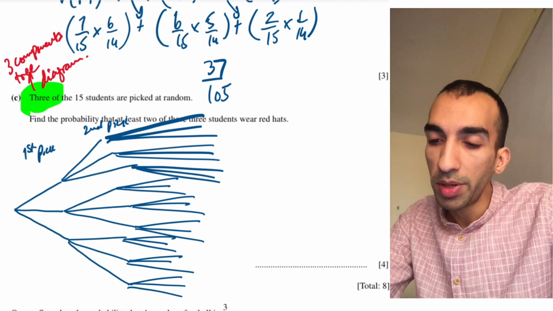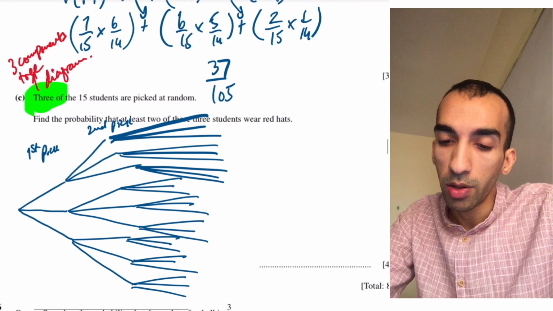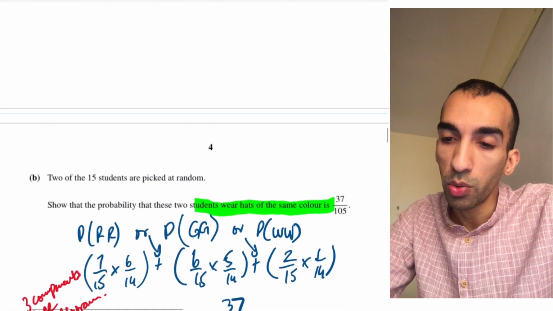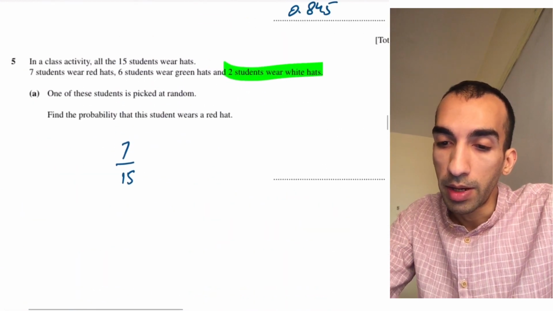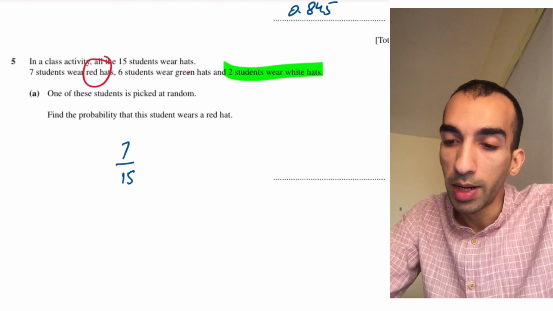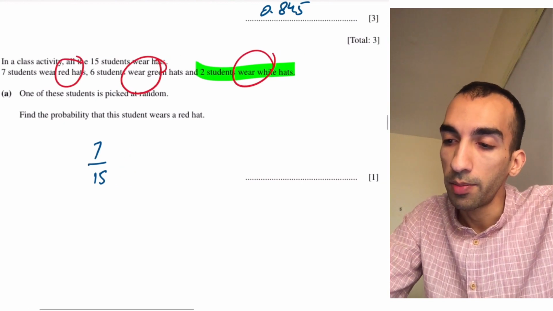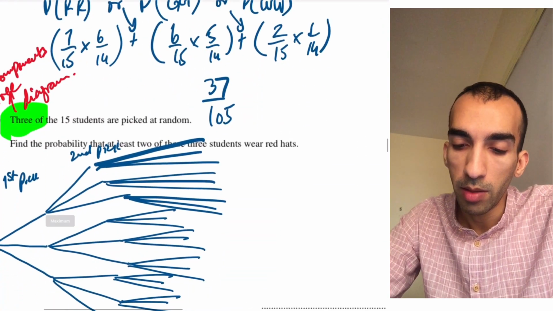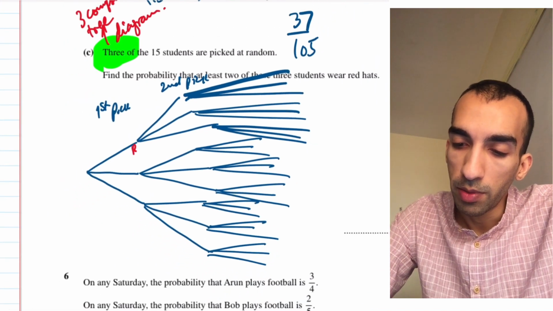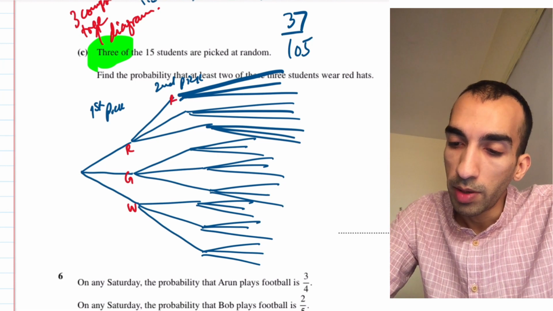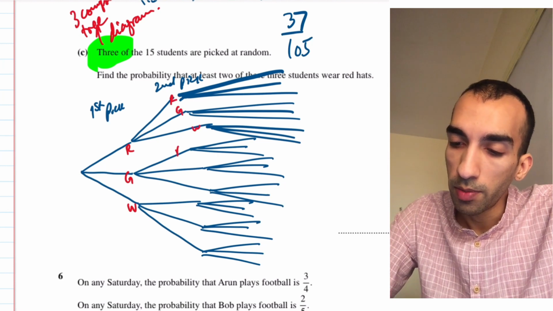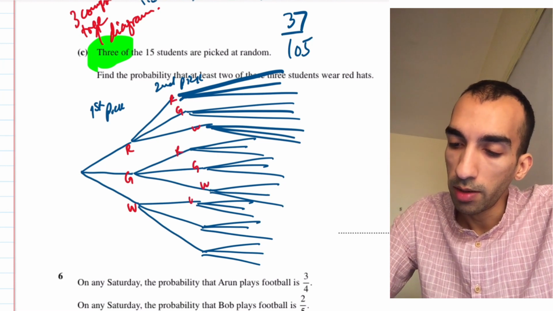Anyways, find the probability that at least 2 of the students wear red hats. Now what is the probability of us selecting a student who has a red hat at the start? 3 hats, red, green and white, right? So let's label these as red, green and white. Similarly, red, green and white, red, green and white, red, green and white.